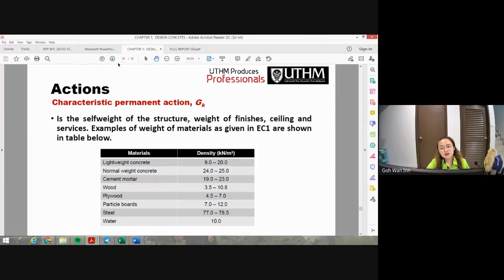The characteristic permanent action Gk is calculated from the self-weight of the structure, weight of finishes, ceilings, and services, for example the weight of materials. For example, in Eurocode 1, which gives the actions, normally for normal concrete we use 25 kilonewtons per meter cubed. If you are designing for steel, you need to put 77 to 78 and so on. Normally we take concrete as 25. When you design, you can use 25.